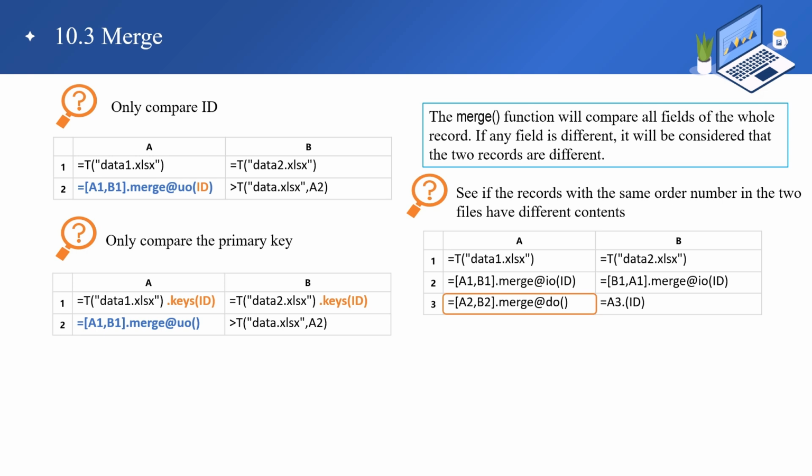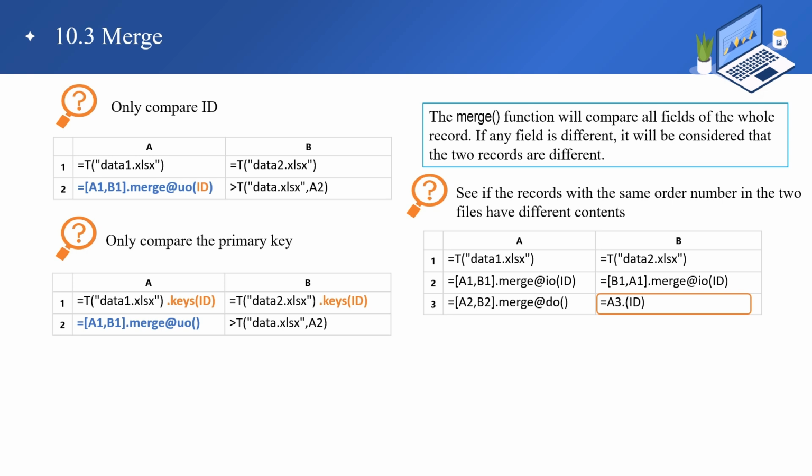Then use merge @d in A3 to calculate the full content difference set between A2 and B2, so that we can get the records in A2 that have different content with that of the corresponding orders in B2, and get the order numbers of these orders in B3, that is, the orders to be reviewed. This complexity occurs when set operations involve structured data. The same primary key, or a relatively critical field, does not mean that the whole record is the same.